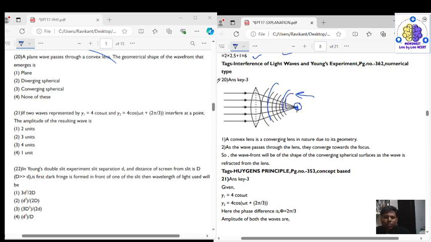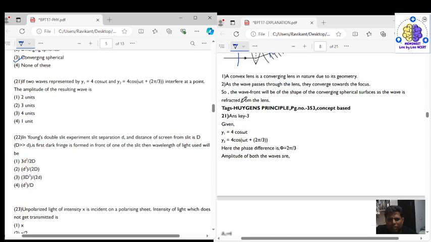Now if we look from this side, that if a plane wavefront is incident on a convex lens, the emergent wavefront will be what? Spherical in shape, right? So here what they have given is diverging spherical or converging spherical. So it will be converging spherical. So the correct answer for this question is option 3. Why converging spherical? Because the light rays are converging at a point. So definitely the wavefront will also be of converging nature.